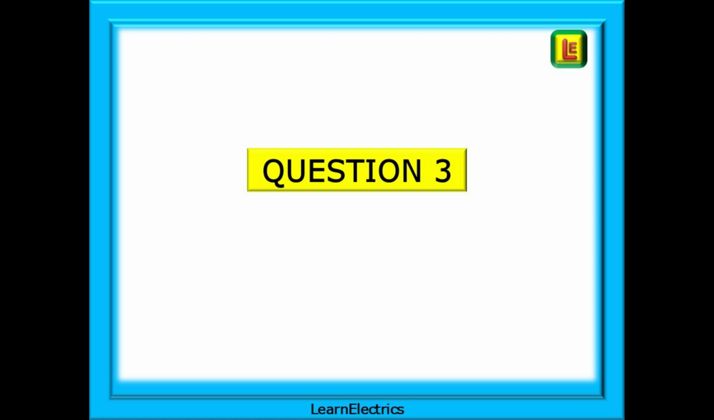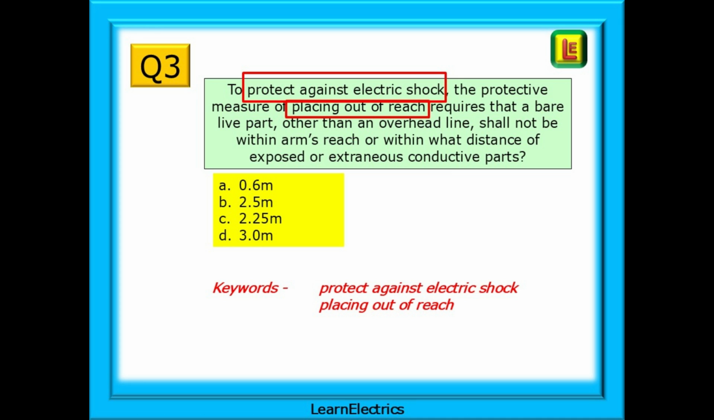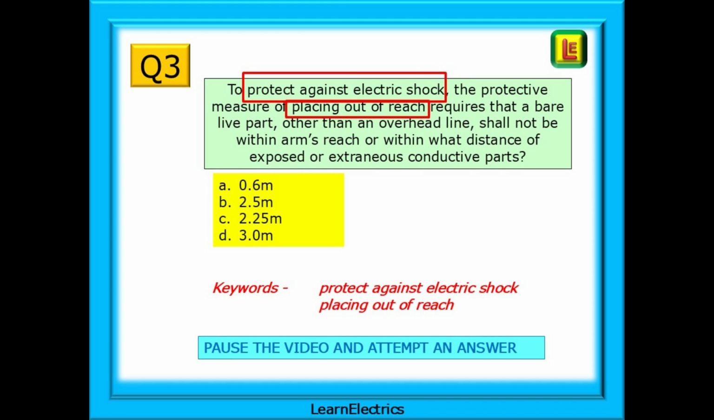Now to question 3. To protect against electric shock, the protective measure of placing out of reach requires that a bare live part, other than an overhead line, shall not be within arm's reach or within what distance of exposed or extraneous conductive parts. Find the key words. The key words here are protect against electric shock and placing out of reach. Pause the video and attempt an answer.